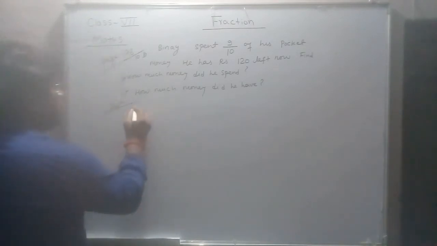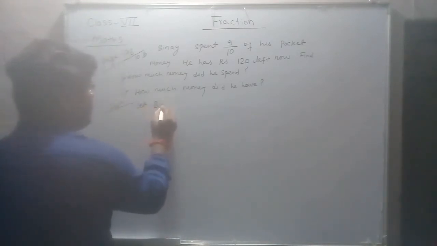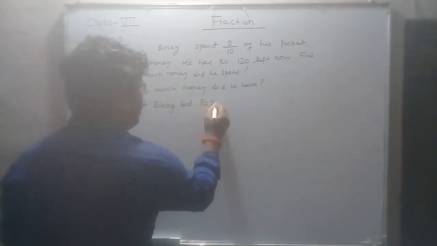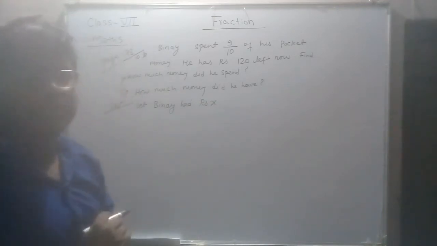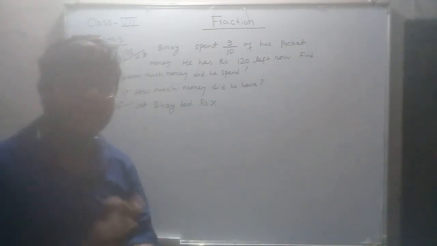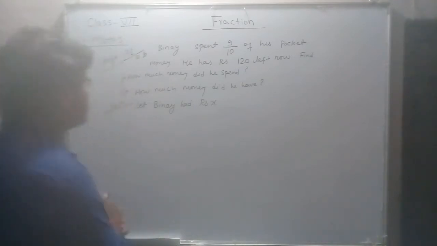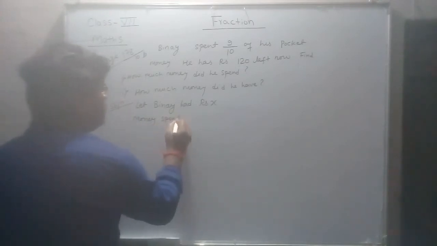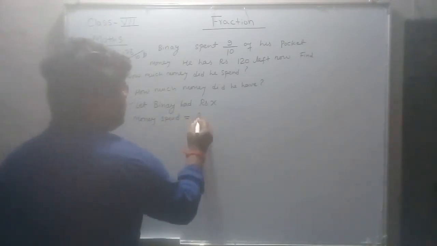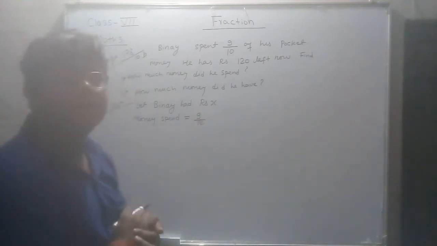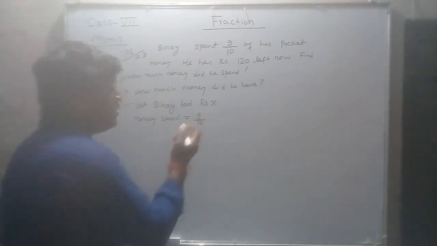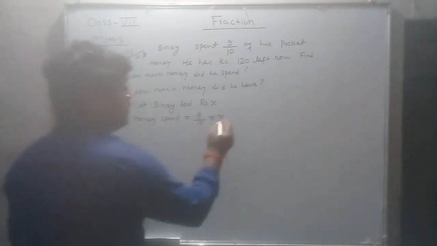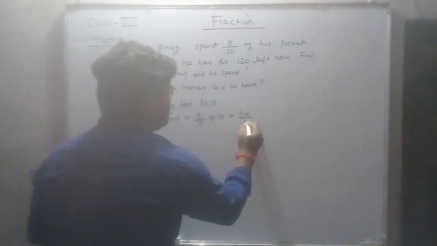What we'll suppose here, let Binay had rupees x. Binay had rupees x at the beginning, means at first he has rupees x. So how much money did he spend? He spent 9 upon 10 of his pocket money. So 9 upon 10 of what? Of x. This pocket money is x, so 9 upon 10 of x, that is your 9x upon 10.